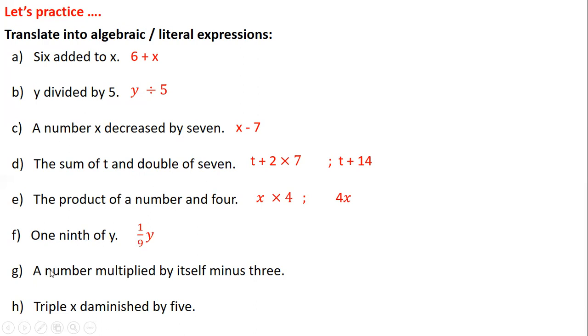1/10 is a fraction. A number multiplied by itself minus 3. So I will multiply a number by itself. The number is unknown, so x times x minus 3. X times x means, of course, x squared minus 3. Triple x diminished by 5. Triple x means 3 times x, which is 3x. Diminished by means minus 5. So please practice this exercise to know how we change word expressions into algebraic or literal expressions.